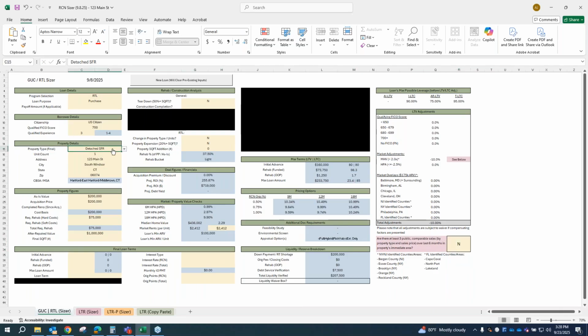Now, this only applies to single family homes. It should not apply to a 2 to 4 unit. So if you have a 2 to 4 unit, that's not an issue you have to worry about. We do understand that those property values are a little bit more significant than single family.